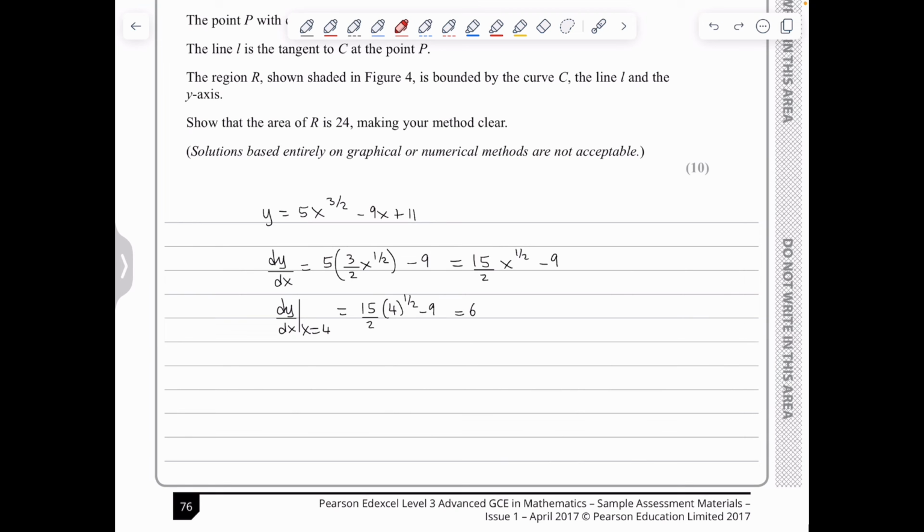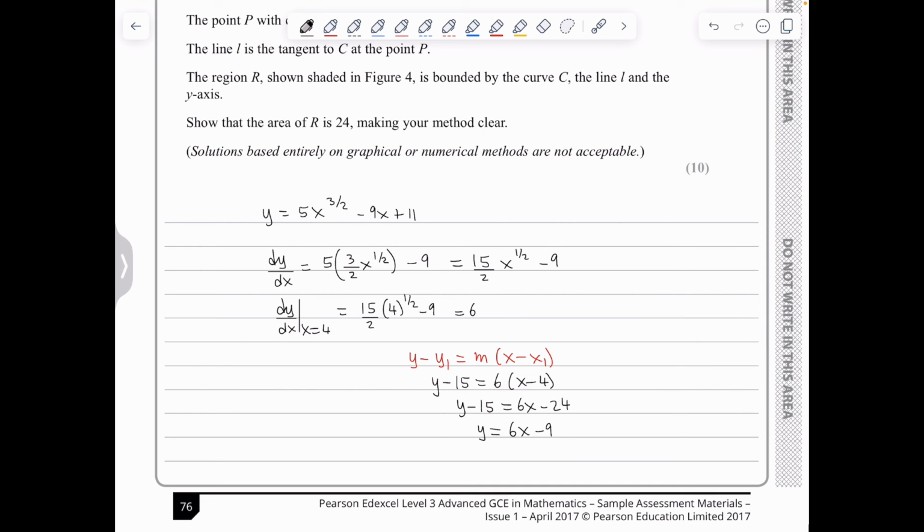Now we know that for a line passing through the point (x1, y1) with a gradient of m, this has an equation of y minus y1 is m(x minus x1). So in our case, we have that y minus 15 is 6(x minus 4), leading to y minus 15 is 6x minus 24, which is y is 6x minus 9.